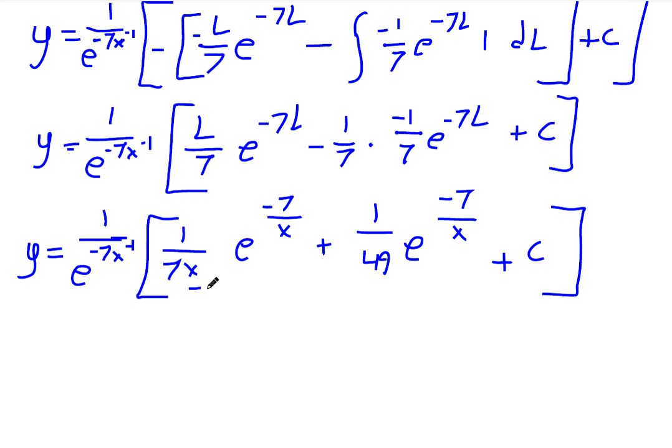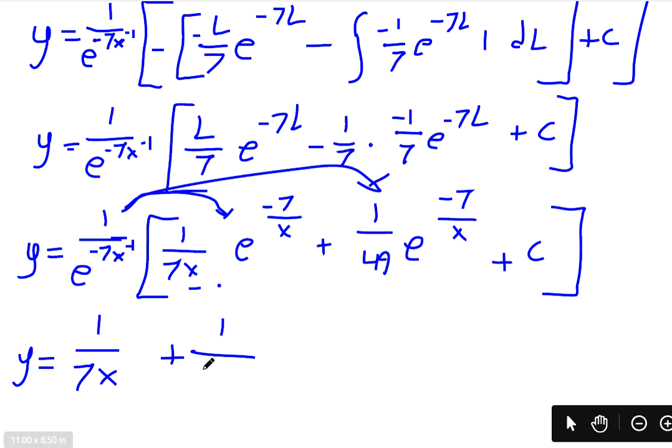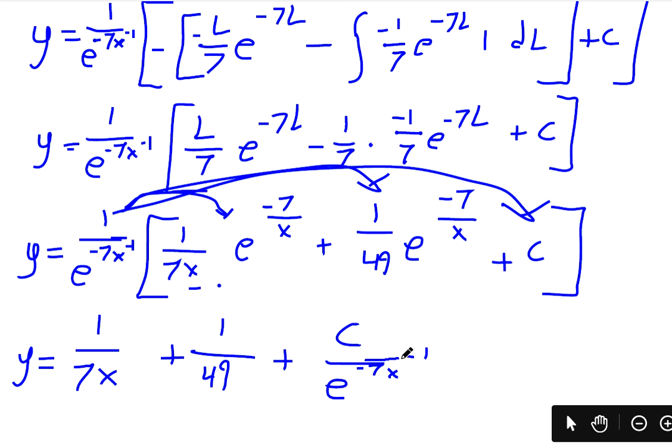These can't combine because they're not perfectly like terms because of the x in the denominator here. But we could distribute this. We could distribute the 1 over e to the negative 7x to the negative first to everything. Let's see, so if you multiply this times this, negative 7 times x to the negative first, that's negative 7 over x. So it's e to the negative 7 over x divided by e to the negative 7 over x. So that's going to cancel out and leave us with just 1 over 7x. And then when we distribute here, same thing. This is going to cancel out this term. Looks like it's 1 over 49. But then we have this constant term that we have to multiply to. So that's going to be c over e to the negative 7x to the negative first.